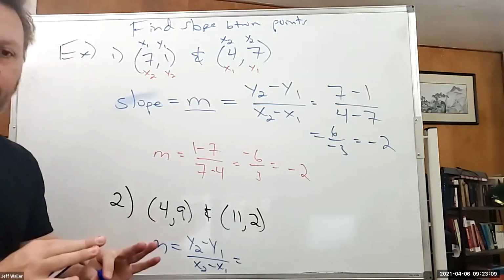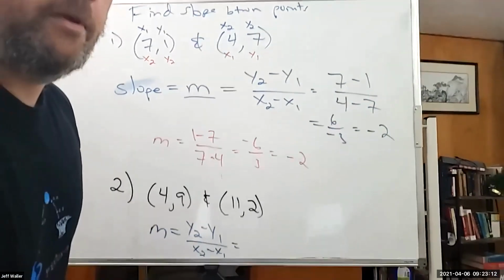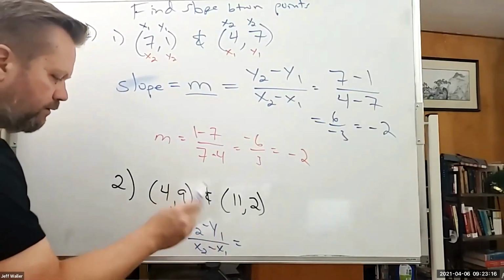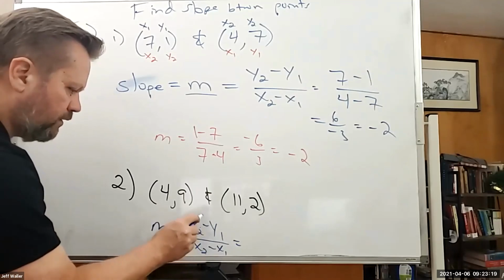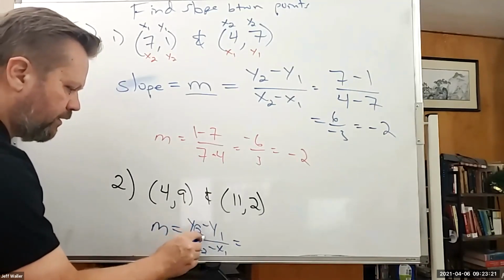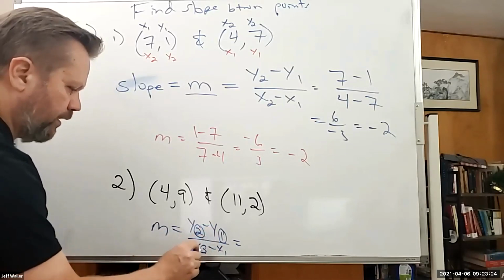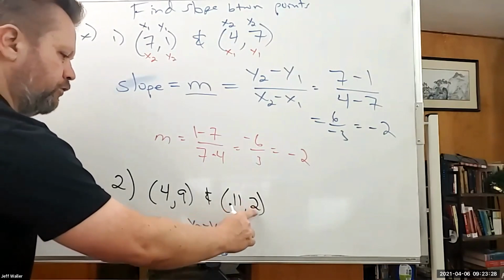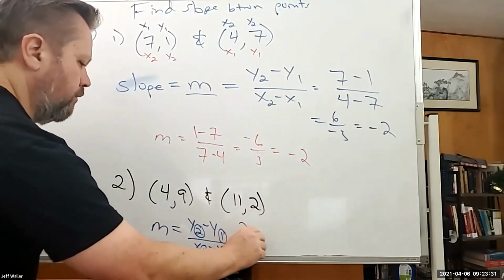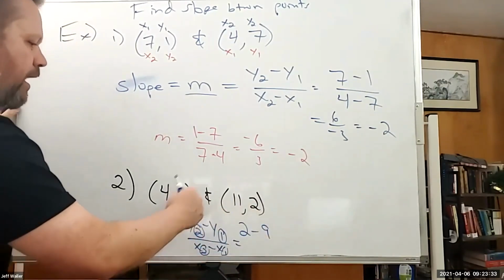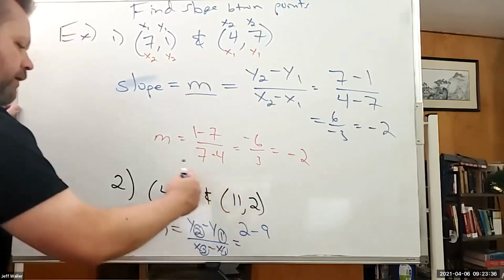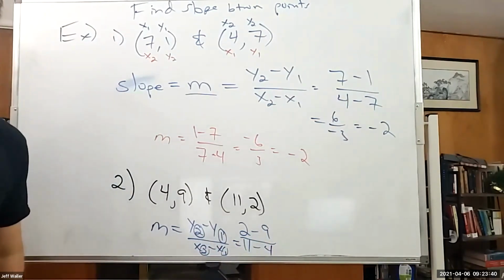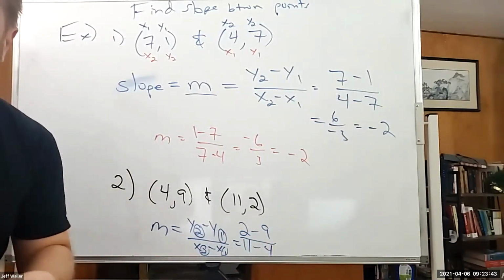So I really want you guys to get to the point where the formula doesn't get in your way. This formula doesn't really matter. The reason that this formula is necessary is just to remind us we have to do things in the same order. So if I do 2 minus 9 for the y's, I have to start here, 11 minus 4 for the x's. That's all that formula really is there for.